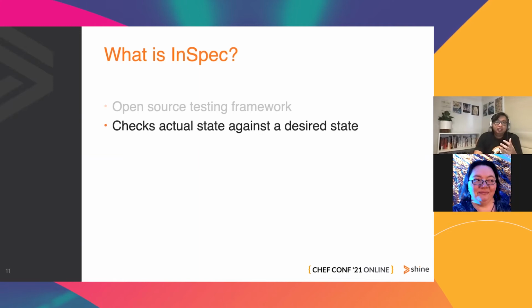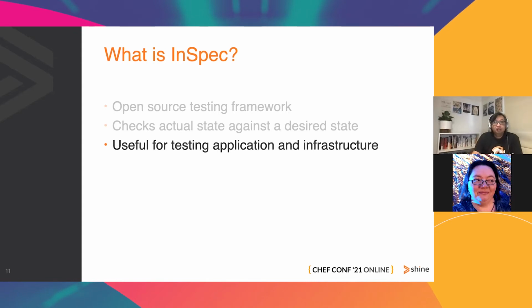And just like any other testing framework, it checks the actual state of a system, and it then compares those actual states with the desired states that you define. So let's say you define that this system should have this particular parameter, so Inspect will check that. The idea is that if you have hundreds upon hundreds of states to check, then you can use Inspect to perform that large volume of checking. And we found it very useful for testing application and infrastructure, obviously. That's why we adopted Inspect.